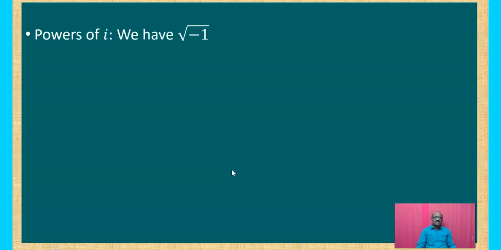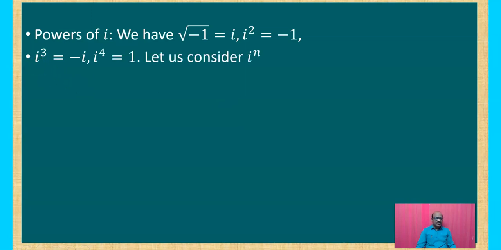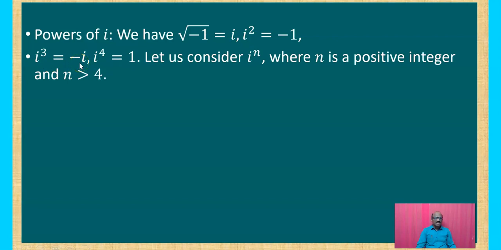Powers of i. We have root of minus 1 is i, and i square is minus 1. i cube can be written as i into i square, but the value of i square is minus 1. Minus 1 into i is minus i. What about i raised to 4? i square is minus 1 and it's squared. Minus 1 squared is plus 1, therefore i raised to 4 is 1. i raised to 4 means i square and whole bracket squared.